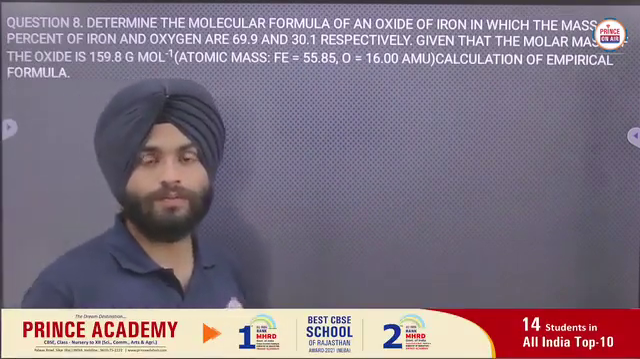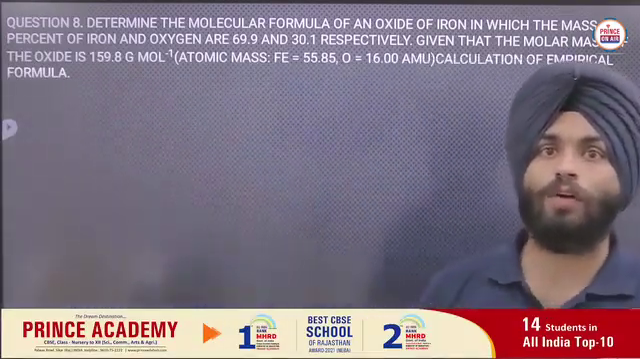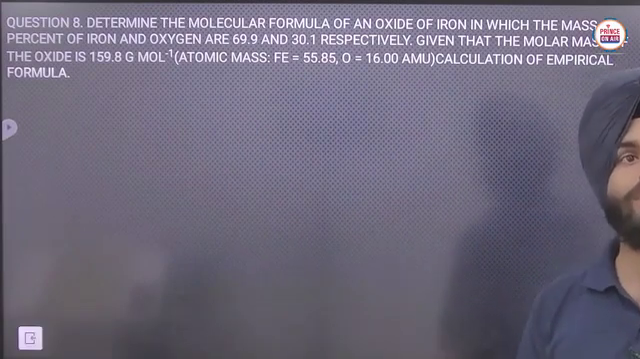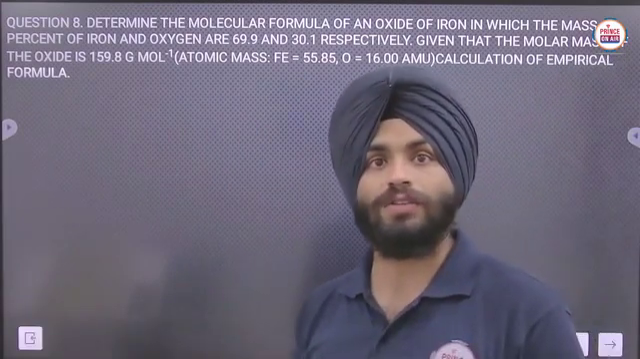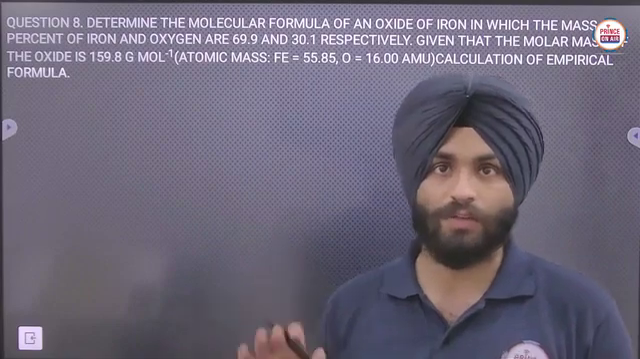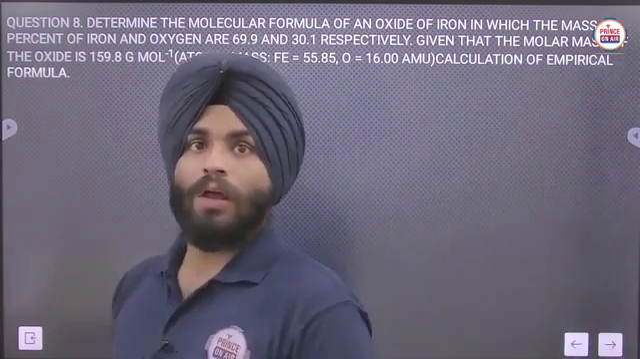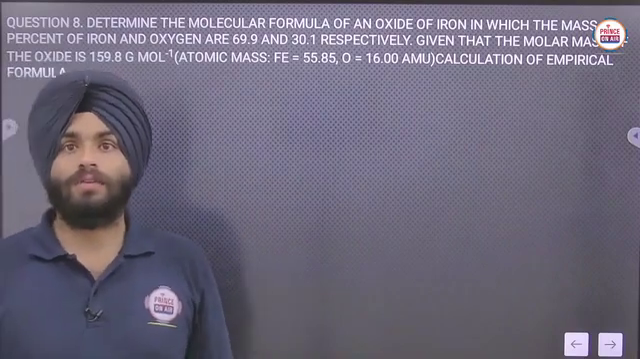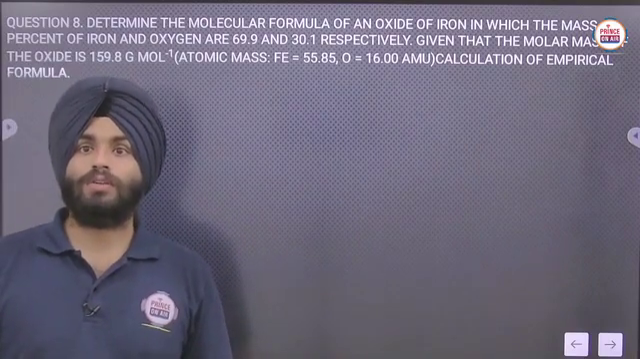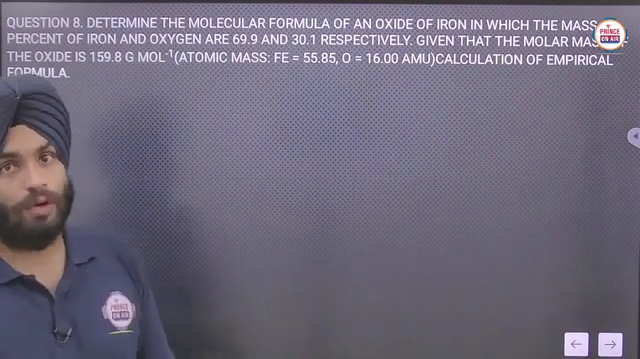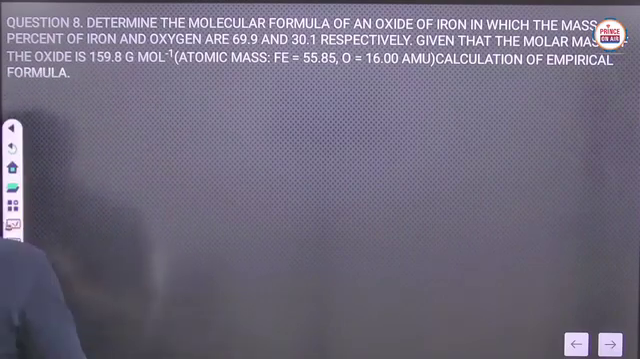Next question. Determine the molecular formula of the oxide of iron, in which the mass percent of iron and oxygen are given to you respectively. The molar mass of the oxide is given as 159.8 gram per mole. The atomic masses of iron and oxygen are also given. We also have to calculate the empirical formula. We have done the same question already.